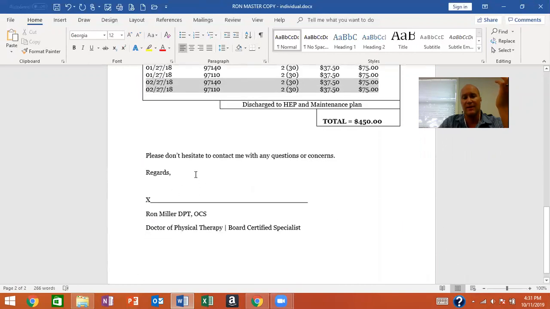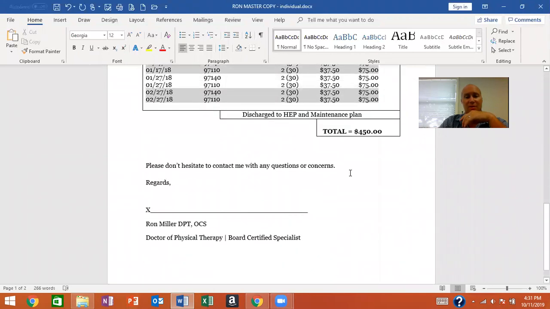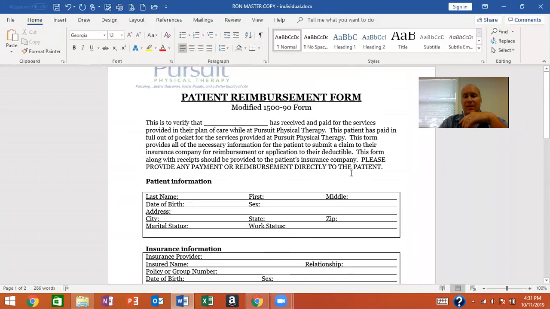And then I have an electronic signature here. This is what my patients get, plain and simple. This is what they get after they complete their plan of care. And this is my outline of the form I use at my clinic for a reimbursement form.